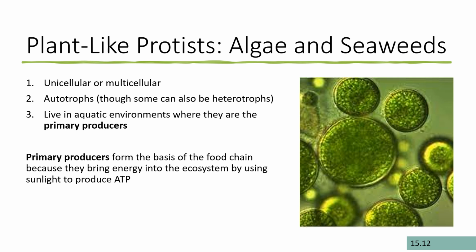A primary producer is an organism that uses sunlight to produce ATP. We'll talk about that more when we go over photosynthesis in plants. But the reason primary producers are so important in the ecosystem is that they're harnessing that energy from the sun and bringing it into the food chain. By doing so, they are the foundation for the energy needed for all other life to survive.